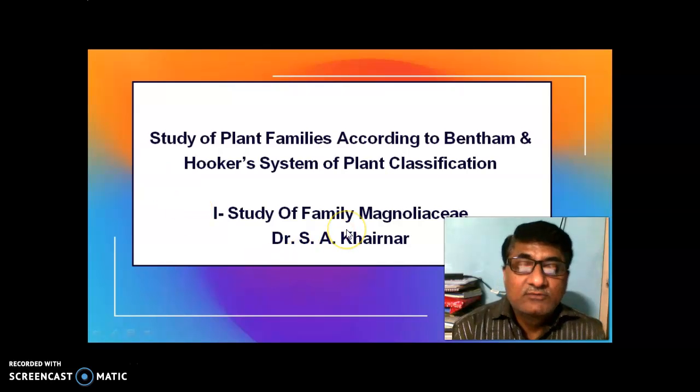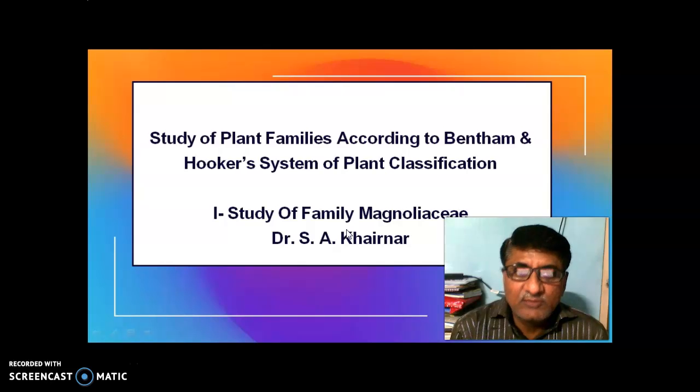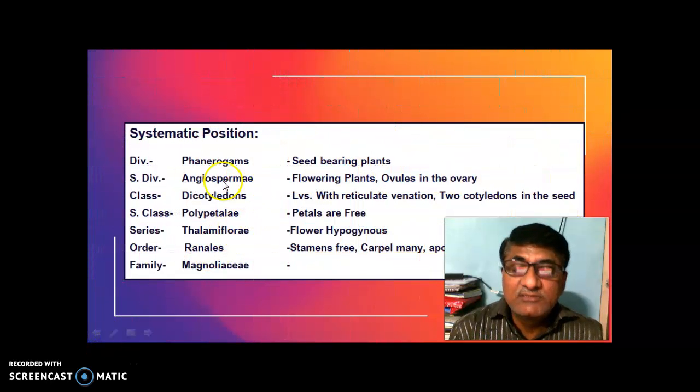Dear student, today we are going to study the family Magnoliaceae. The Magnoliaceae family is a primitive kind of family because, according to the Bentham and Hooker system of plant classification, this family is kept at the beginning. That indicates the primitive nature of this particular family. Now we will see the systematic position.